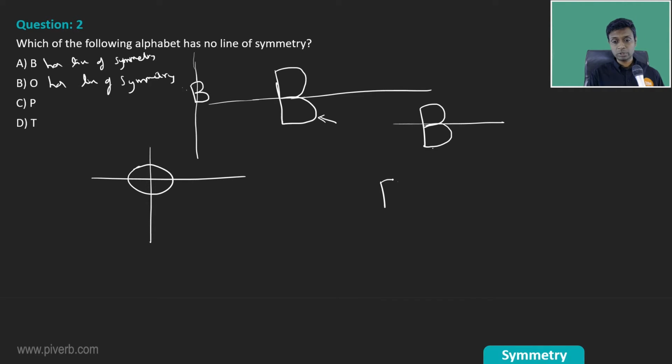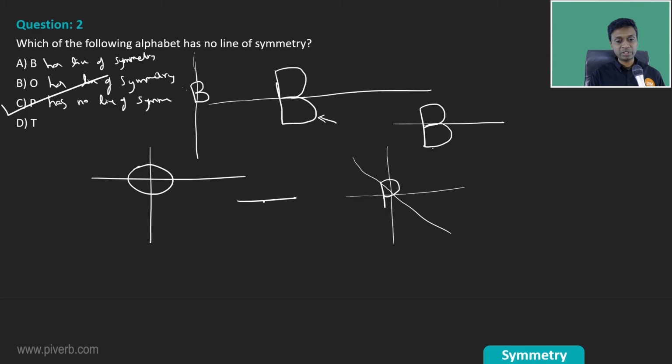P, imagine this. You cut P horizontally, it doesn't work. Vertically, it doesn't work. Some random diagonal like this, it doesn't work. P has no line of symmetry. So the answer choice we are looking for is choice C, P.